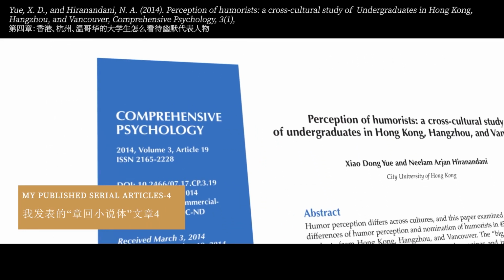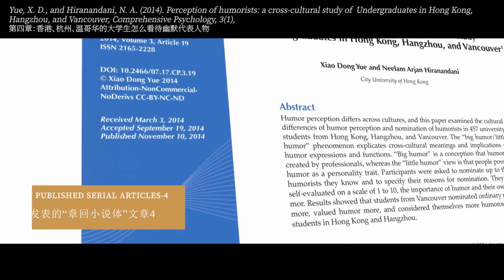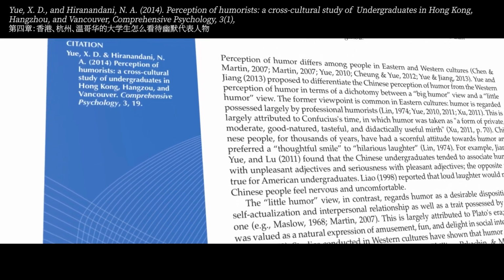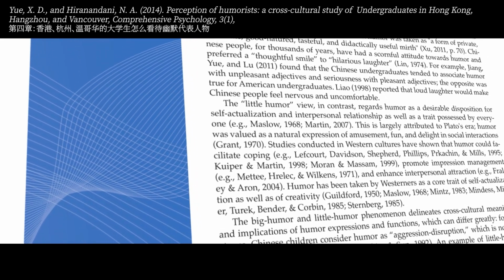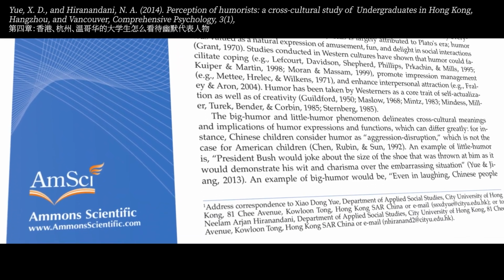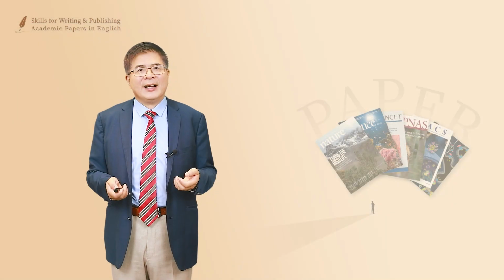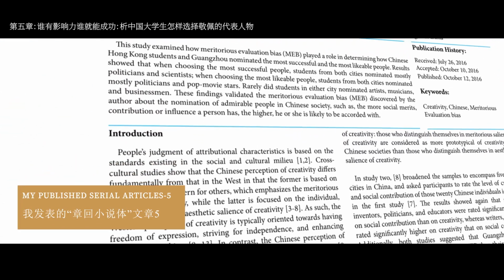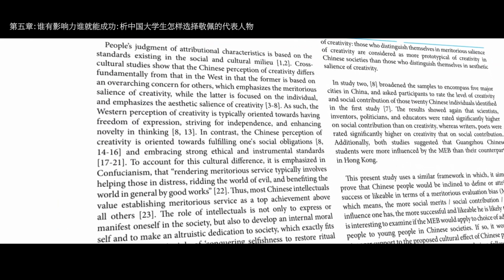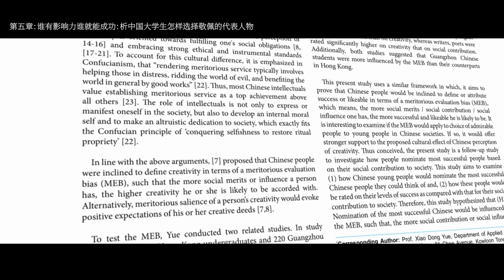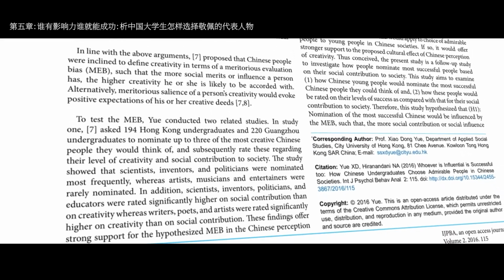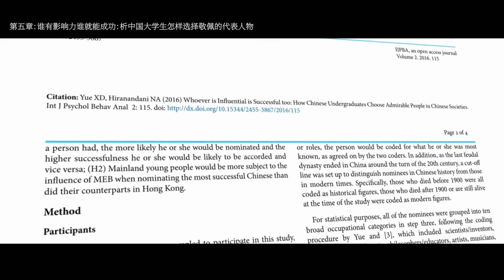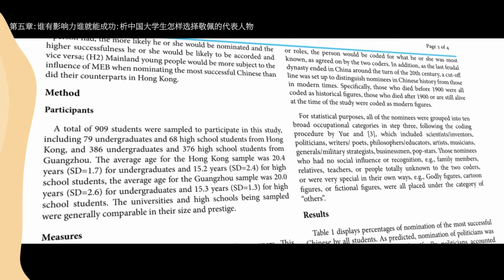And this is chapter 4. Chapter 4 is not only about creativity, it's about humor. It's the perception of humorists, a cross-cultural study in Hong Kong, Hangzhou, and Vancouver. And this is chapter 5. Chapter 5 is about whoever is influential is successful as well. So in the beginning I said whoever is influential is creative. Now whoever is influential is successful as well. So it's the merit, social influence, that the Chinese really care for.